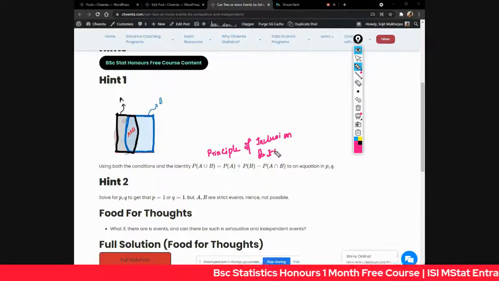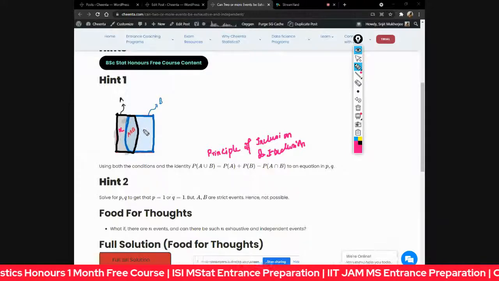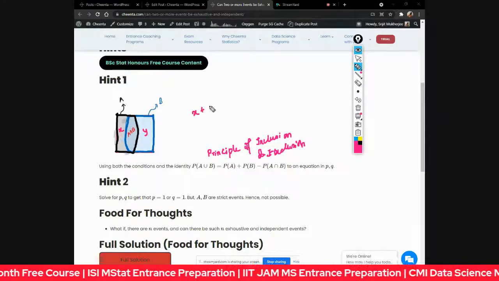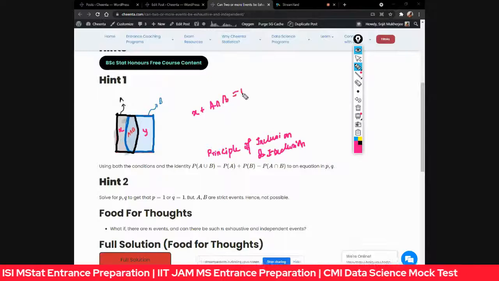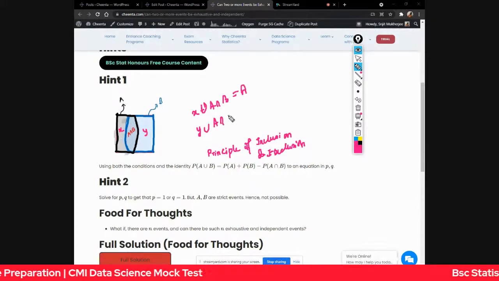So how do you prove it, guys? It's very easy. You just prove it from the diagram. Let's call this part X and this part Y. So X union A intersection B is A, the entire A. This is very crude notation. And Y union A intersection B is equal to B, and the union of everything is A union B.